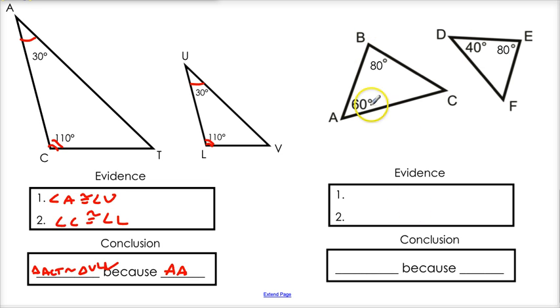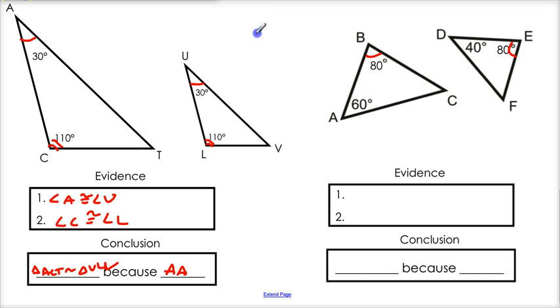Now let's check out this guy right here. Now you might be looking at those and be like, okay, well B is congruent to E, there's one angle that's congruent, but 40 and 60 are not congruent, so this is not similar triangles. But you always have to find the third missing angle to be sure. Alright, so let's find our third missing angle.